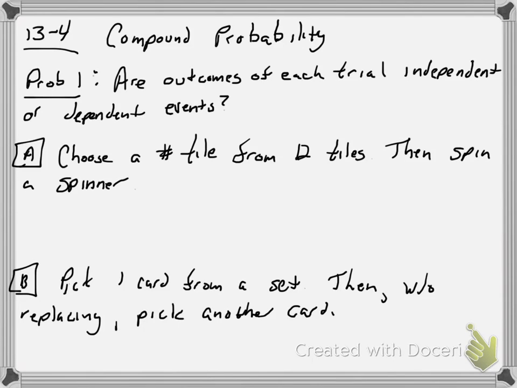13.4 is about compound probability. Problem 1 talks about, are the outcomes of each trial independent or dependent events? A lot of times, for our purposes, we're going to talk about whether each one of the events are independent of each other or if one depends on the other one happening.